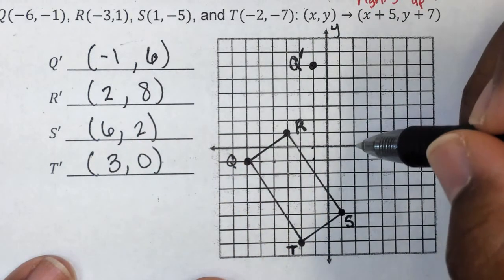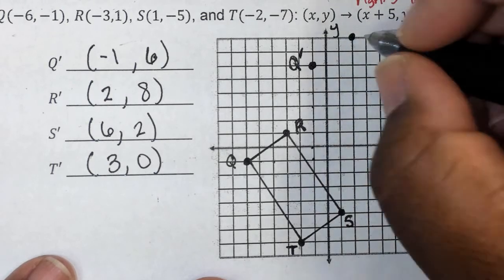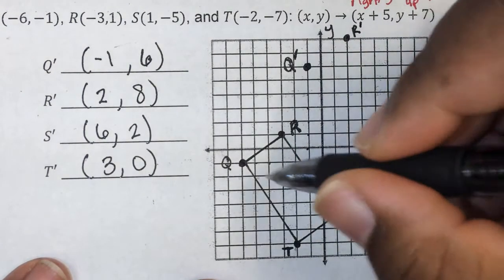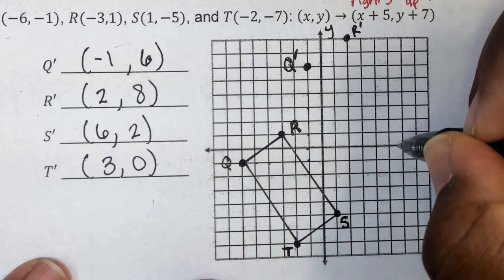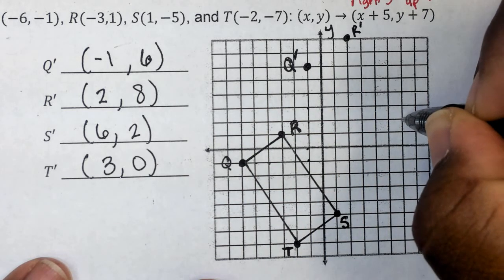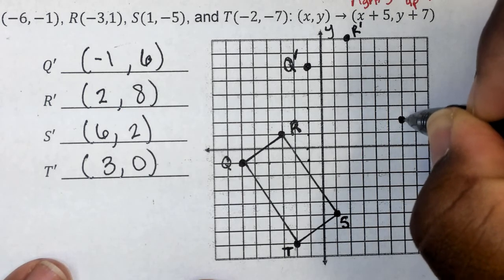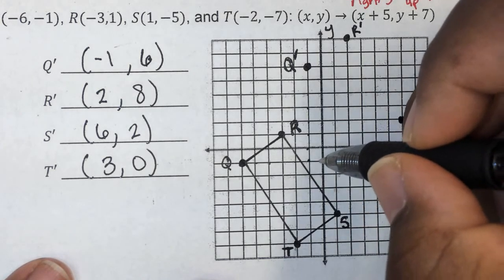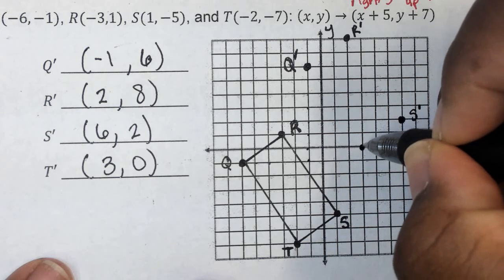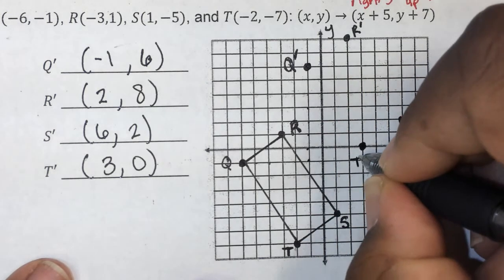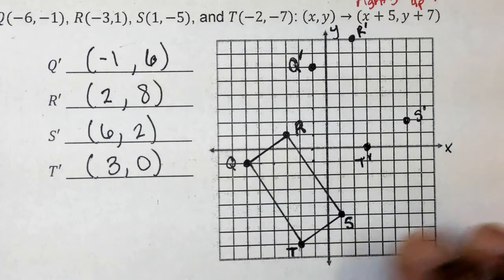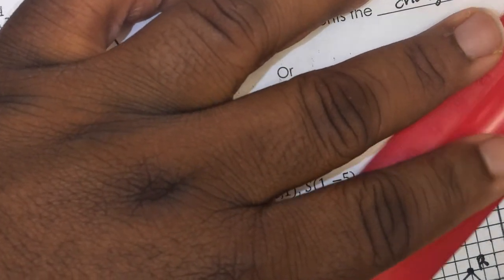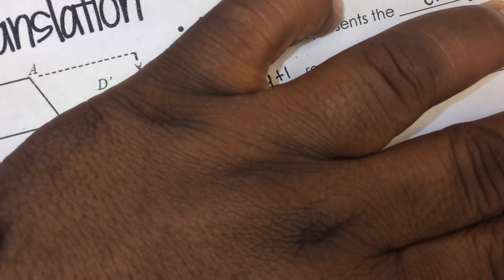Next one, so 2, 8. So over 2, up 8. That's my R prime. Then 6, 2. So over 6, up 2. That's going to be S prime. And then 3, 0. Over 3, stay at 0. This is going to be T prime for me. Once again, you'll know you did it right when you translate and your image looks the same. It just looks moved or shifted over.